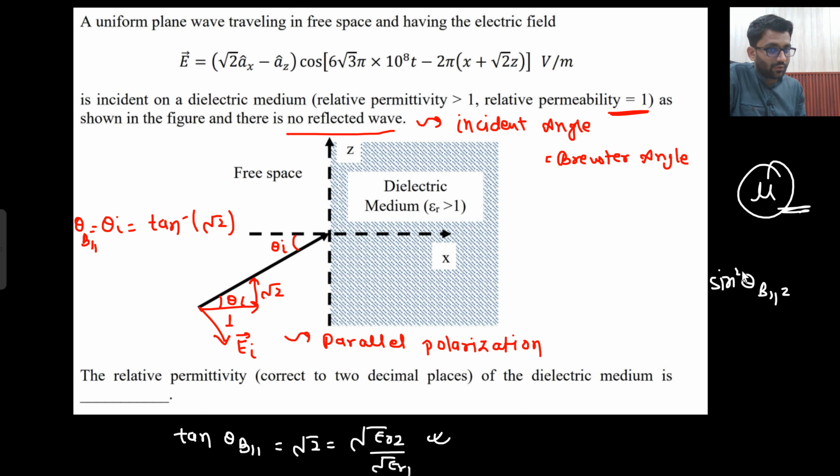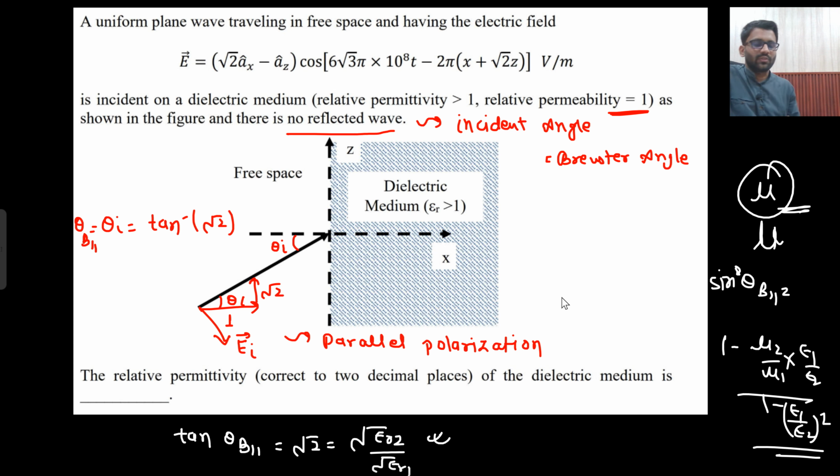But I have given you the trick: parallel, mu, so it will start from mu. So 1 minus mu 2 by mu 1, then 2 has come here, so epsilon 1 by epsilon 2, 1 minus epsilon 1 by epsilon 2, whatever you write here, the same will be copied here. So these tricks we have already discussed, how to remember these formulas. So this is how we will remember this formula. Is that clear to you? Okay.